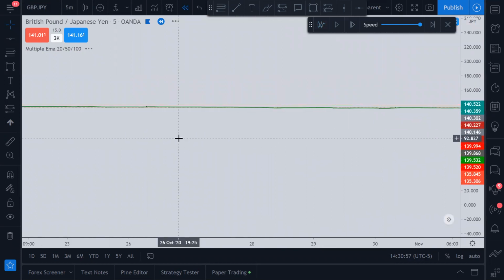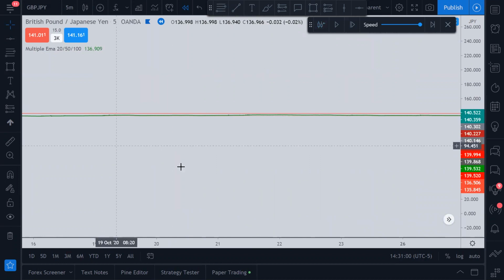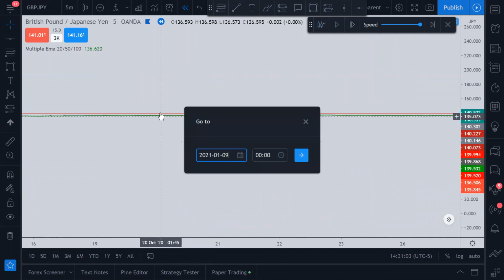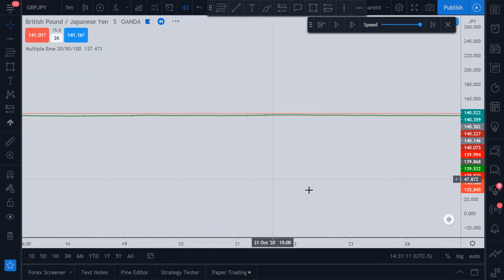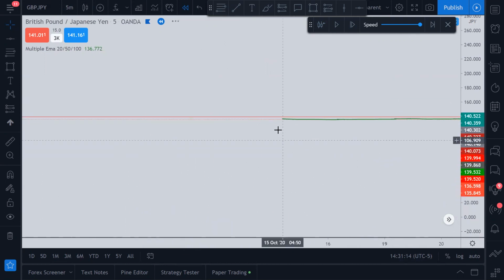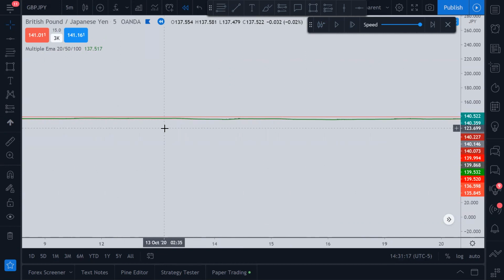I want to go to October. Where did I want to go? October. I think it was October 13th. Let me see, make sure. Yeah, October 13th, because that's a Monday. That's where I want to be. All right. October 13th, and that's the beginning of London right there. Yeah, I don't want London. I want to start work at Asia session, which is 1800.